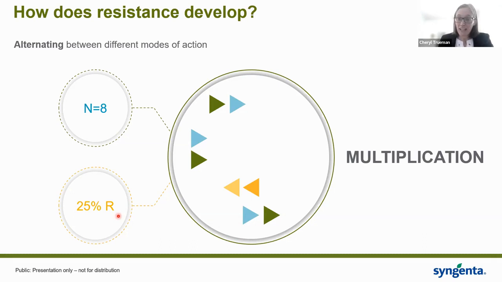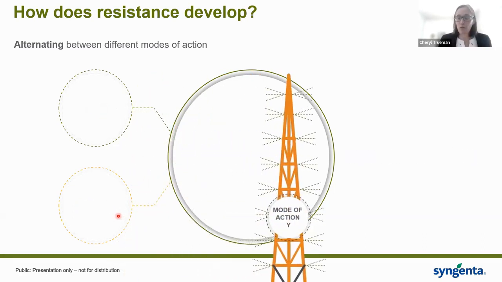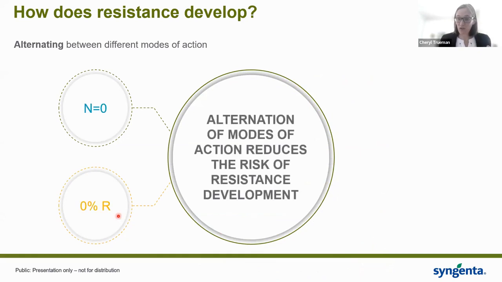So we spray again, but this time with mode of action Y, okay? And the golden triangles are susceptible to mode of action Y. So alternating modes of action reduces that risk of resistance development.